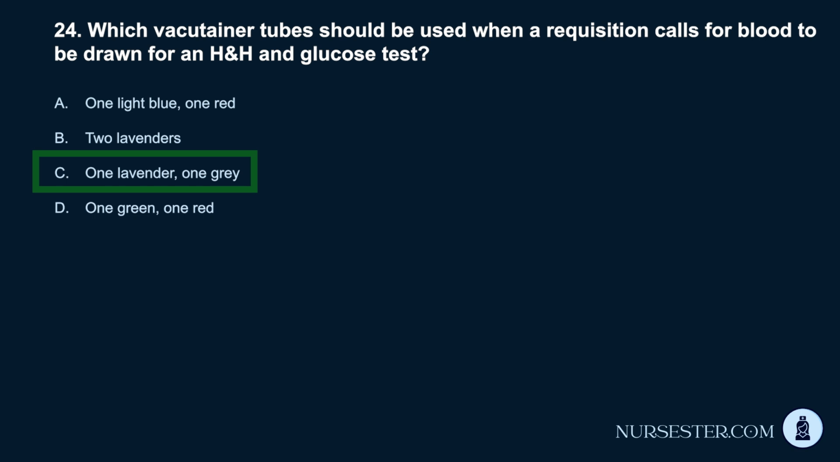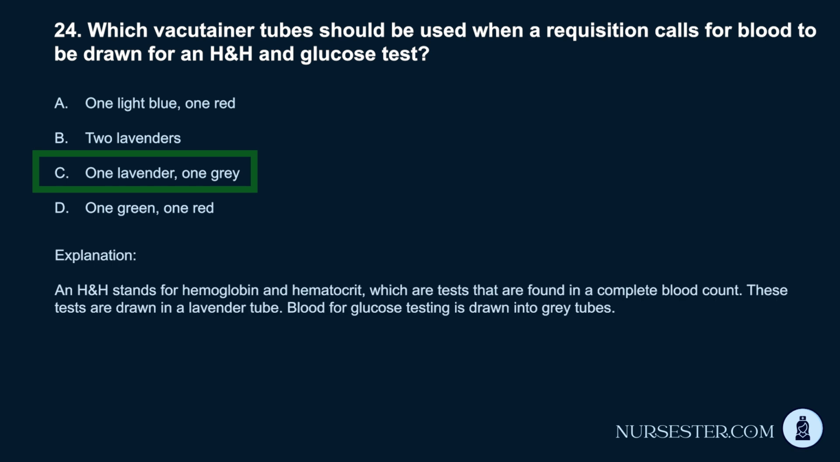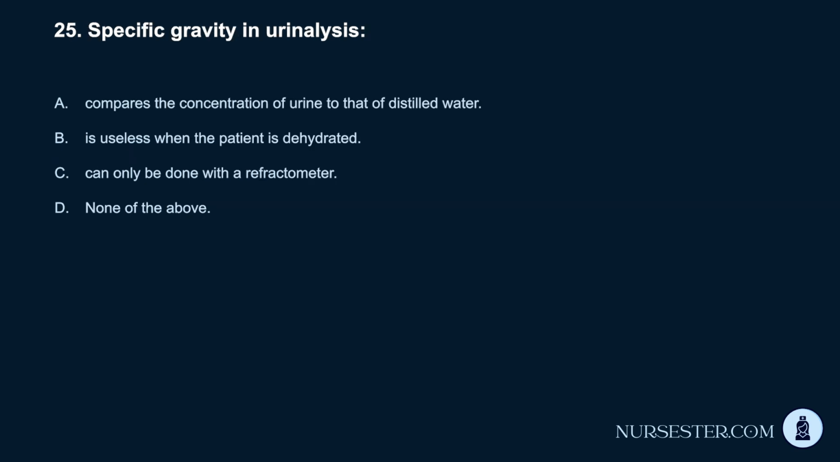1 lavender, 1 gray. H and H stands for hemoglobin and hematocrit, which are tests that are found in a complete blood count. These tests are drawn in a lavender tube. Blood for glucose testing is drawn into gray tubes.